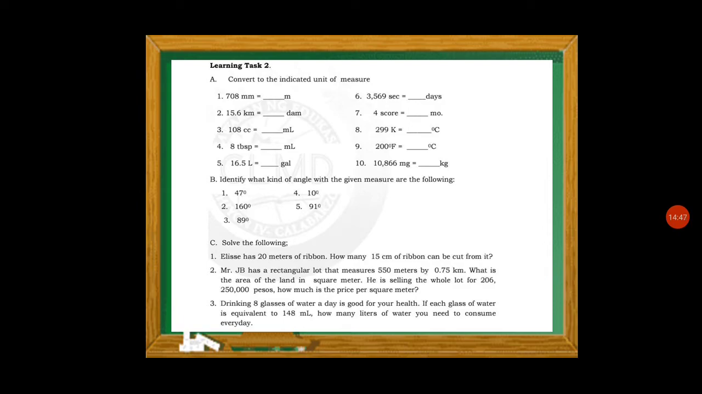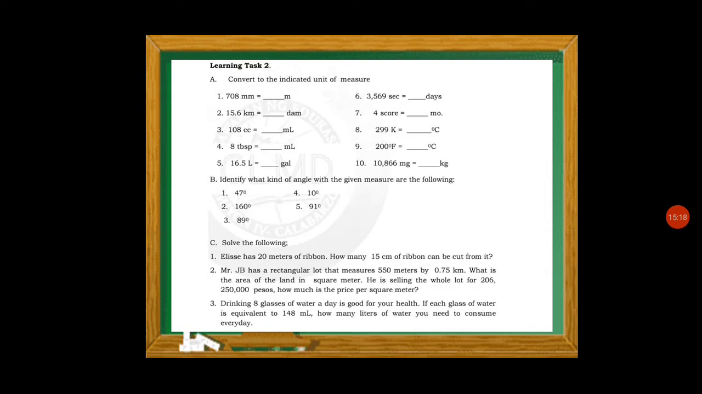So for number 4, 8 tablespoon, you have to convert it to milliliters. So times 15 ml, that is, you have to multiply 8 by 15. For number 5, 16.5 liters is equal to how many gallons? So you have to divide it by 3.8 because 1 gallon is equal to 3.8 liters.